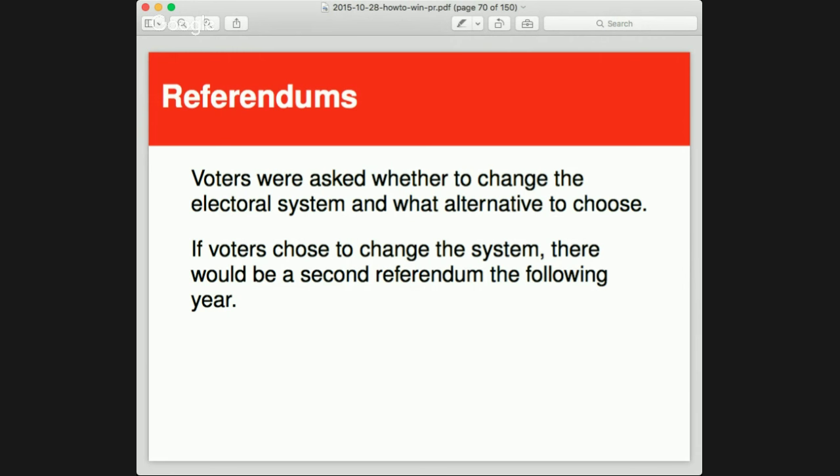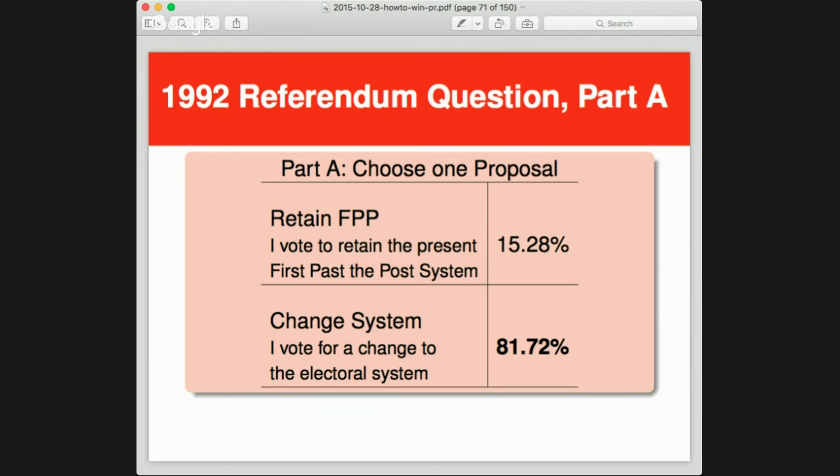So that's the first referendum. The second referendum they were going to hold a year later. If people wanted to change the system, then they would pick 2 alternatives, first past the post and another winner, and they would say, which of these 2 do you want? Right? So let's see what happened. First referendum. Do you want to keep first past the post? 15%. Do you want to change? 81% people wanted to change. And this is 1992 referendum, so still the first question.